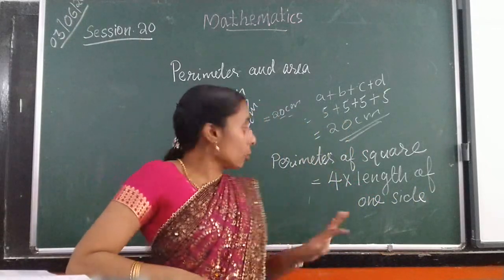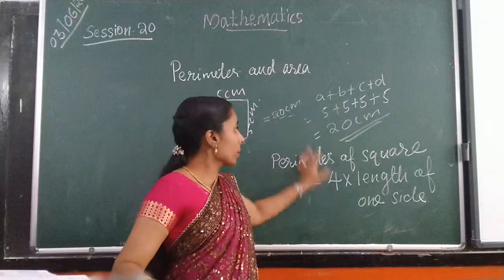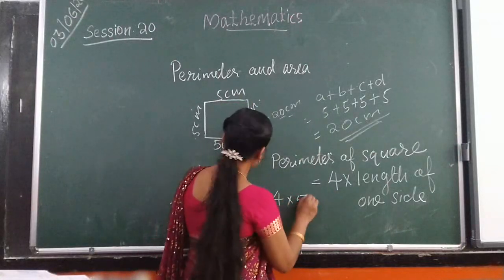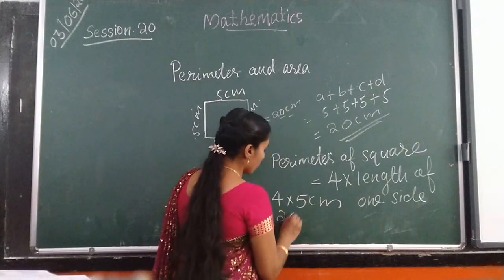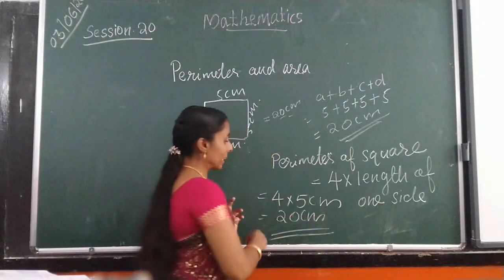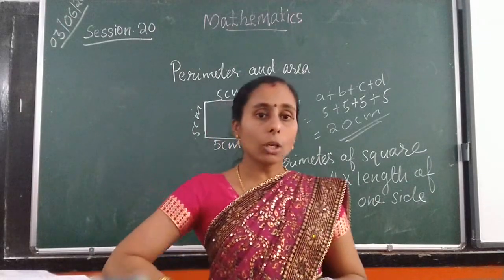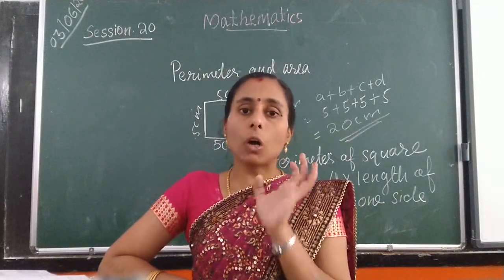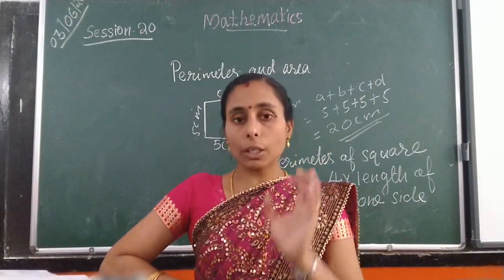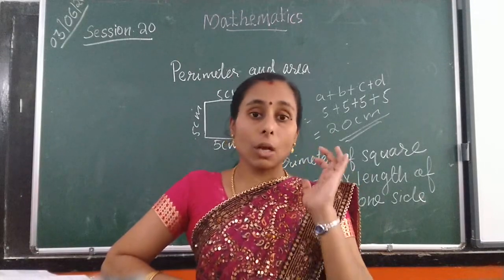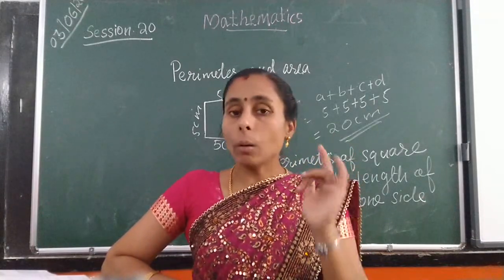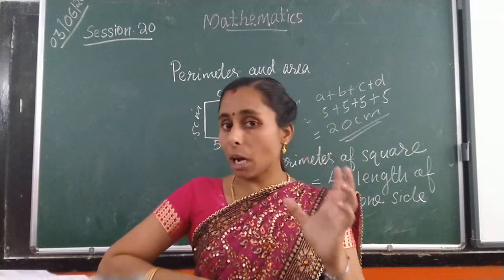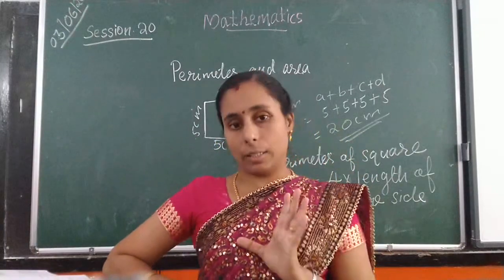Perimeter of a square is equal to 4 multiplied by side, because all sides are equal. 4 multiplied by 5 centimeter is equal to 20 centimeter. What is the perimeter of a square? 4 into side, or 4 into the length of one side. Perimeter of a rectangle is equal to 2 multiplied by L plus B. You have to keep this formula in your mind and learn it by heart.